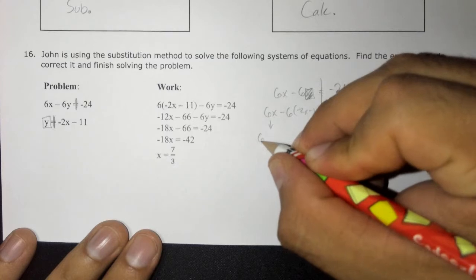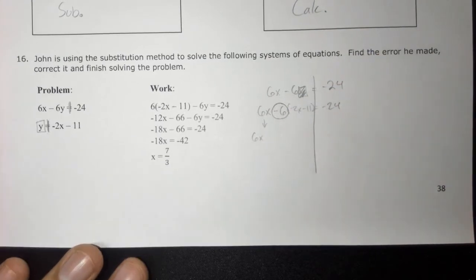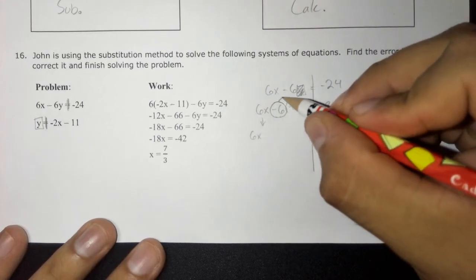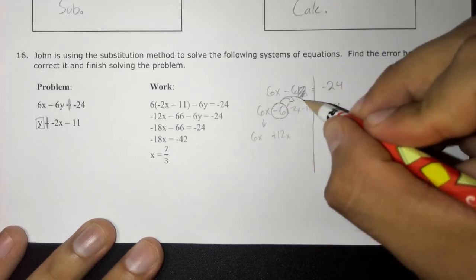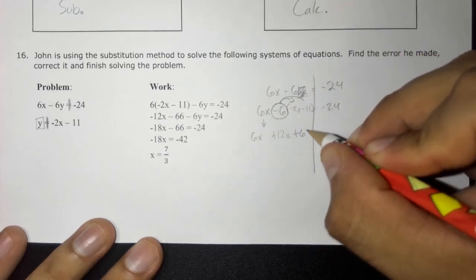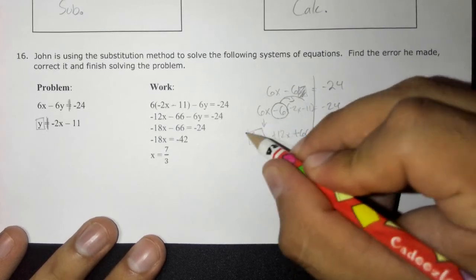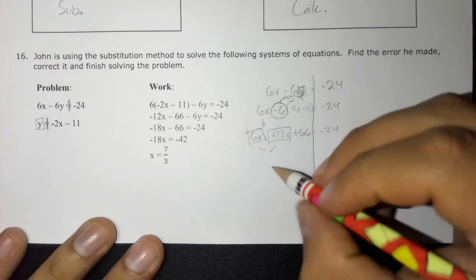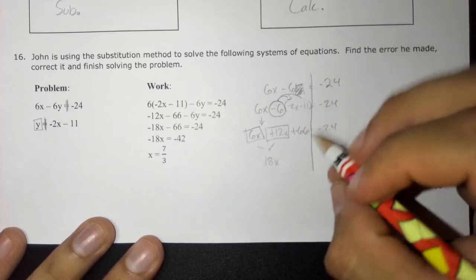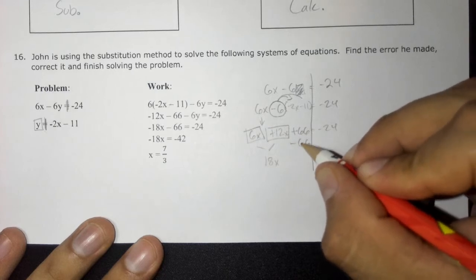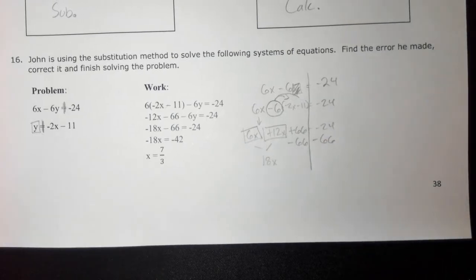The 6x comes down. We distribute a negative 6. Make sure you guys are distributing the correct thing. Negative 6 times negative 2 gives me positive 12x, and then negative 6 times negative 11 gives me positive 66. From here, I can get my x's together. 6x plus 12x is going to give me 18x. And then I can subtract 66, because my numbers need to go to the other side. So subtract 66. You have to be careful with this.